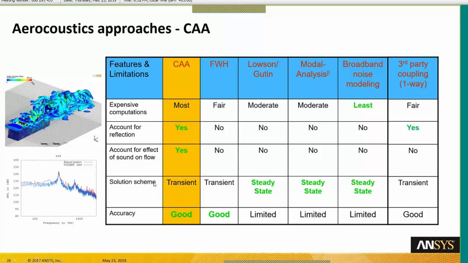The solution scheme is always transient, of course. When you do direct CAA, you are doing a transient calculation, and accuracy is usually very good. It's not perfect because you are not taking into account, for example, vibrations in the solids when you do this kind of calculation, but it's still very, very good.